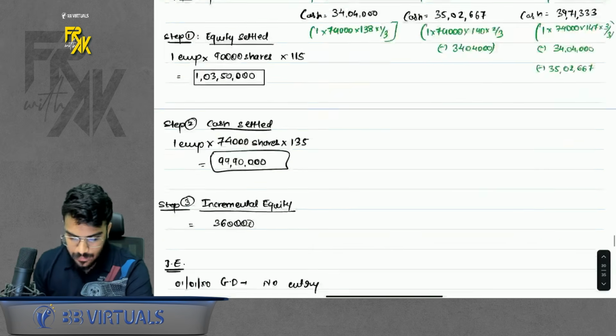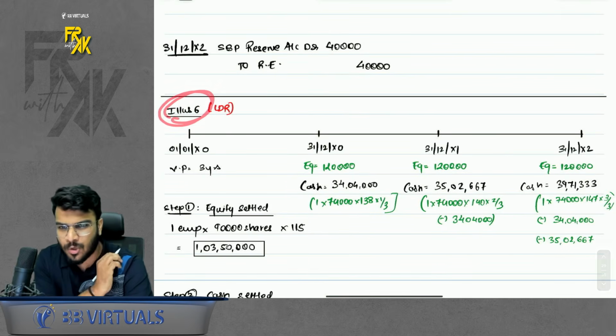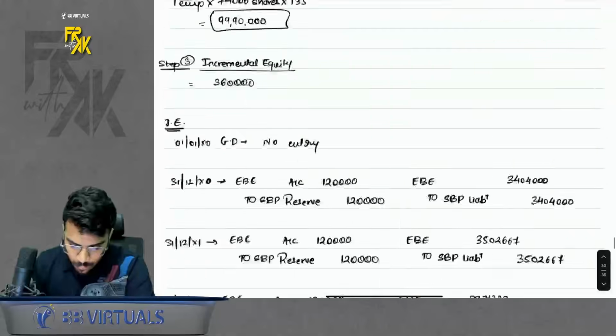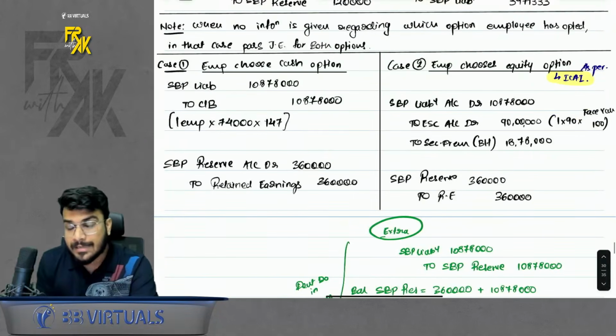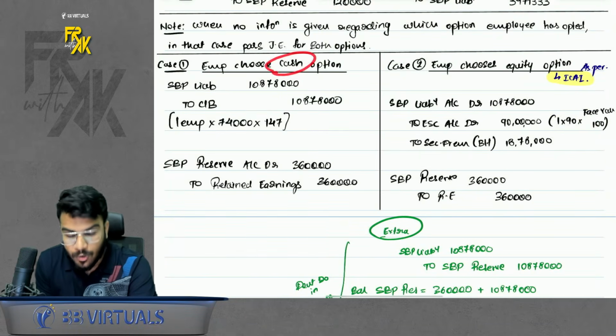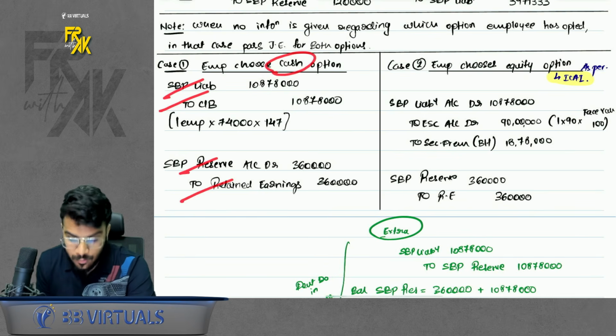Yes, sir. Okay. There was one more question, illustration number 6. Based on the same grounds, you can solve it on your own. The only thing I discussed extra was both the options. What if the employee chooses cash? We already know: liability to cash bank, then reserve to retained earnings.